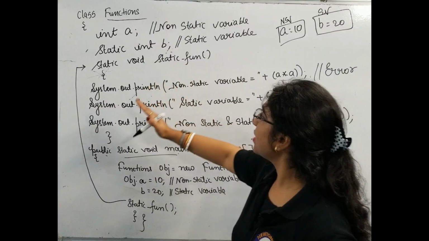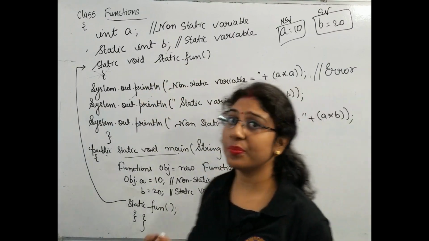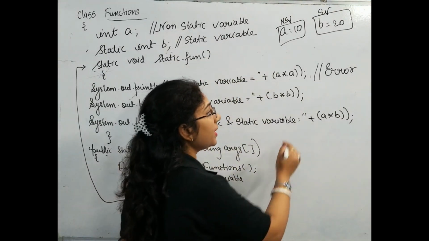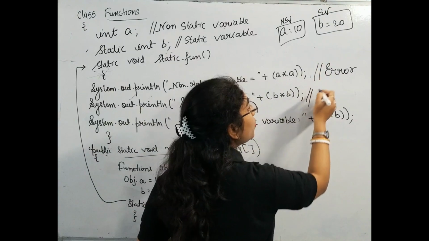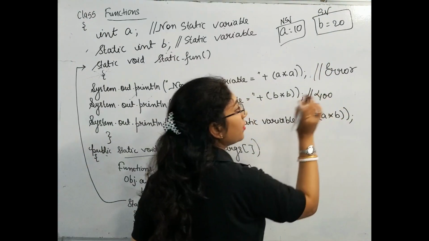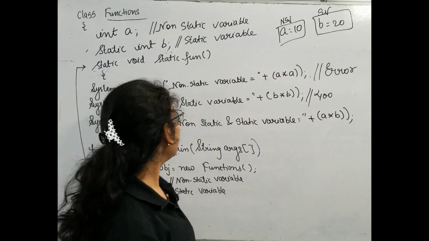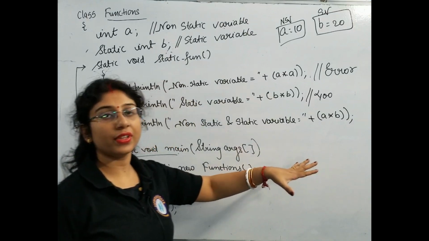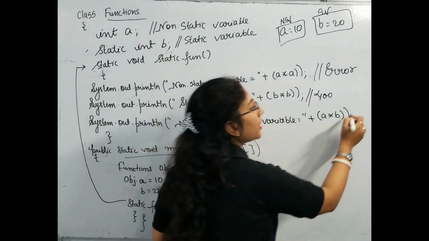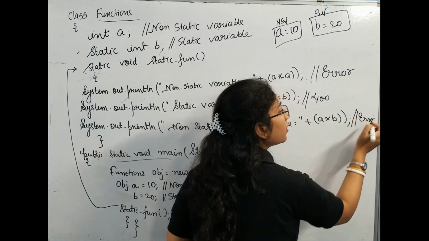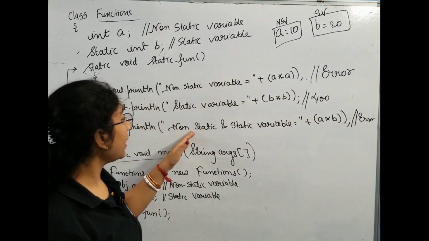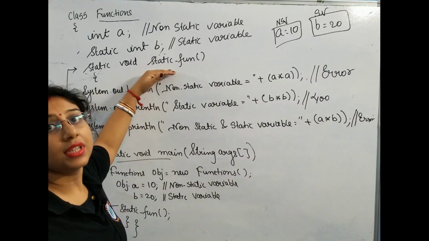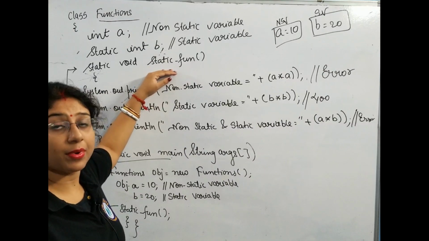Next I have written System.out.println static variable equals b into b. Now as we know b is a static variable, so it will not generate an error and will give you the answer. 20 into 20 will be 400. Okay. Next line, non-static and static variable a into b. Again I am accessing the non-static variable without any object, so again it will trigger an error. Clear? It means I cannot access any kind of non-static variable inside a static function directly. We can access it, but with the help of an object.